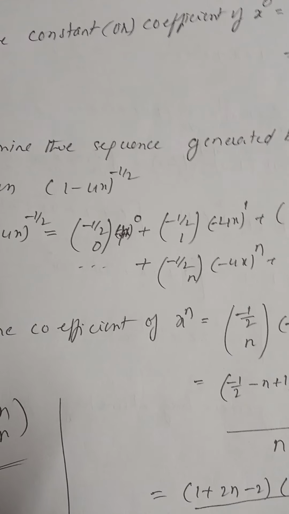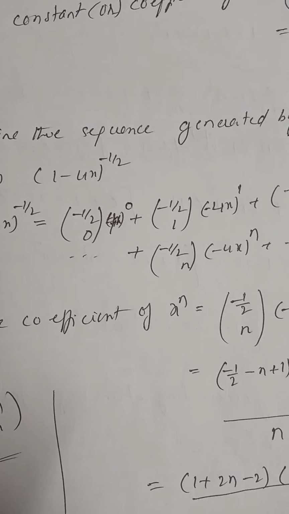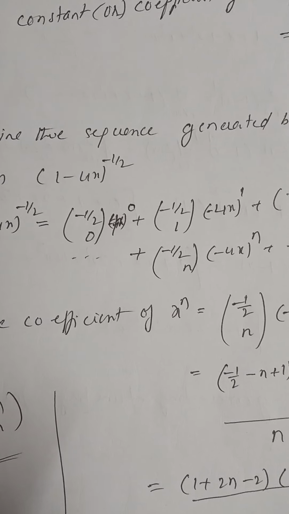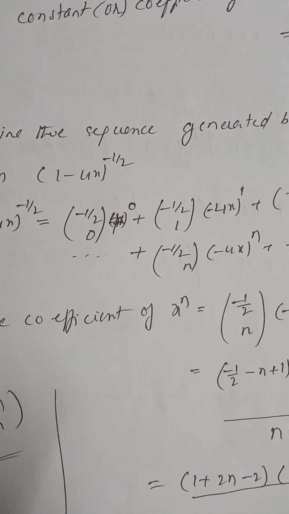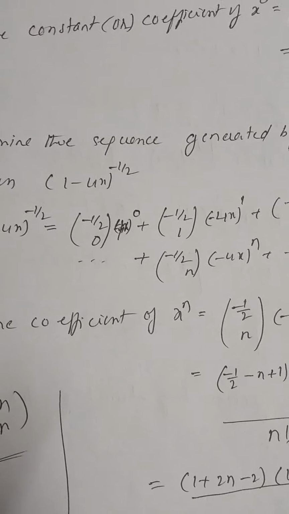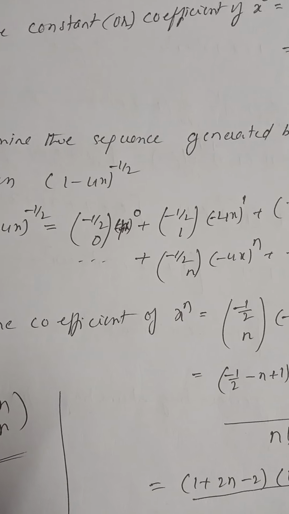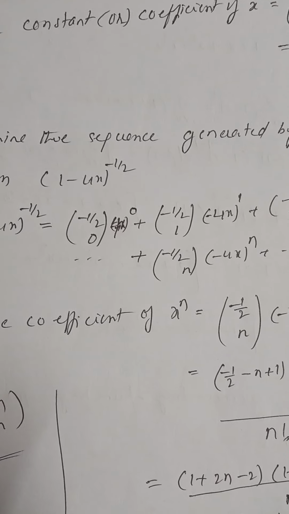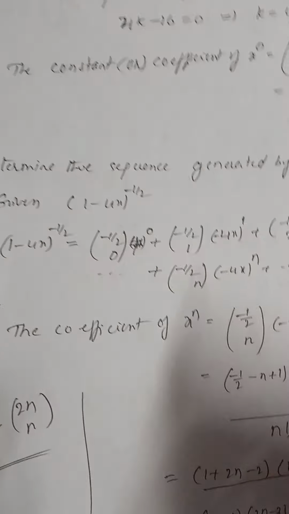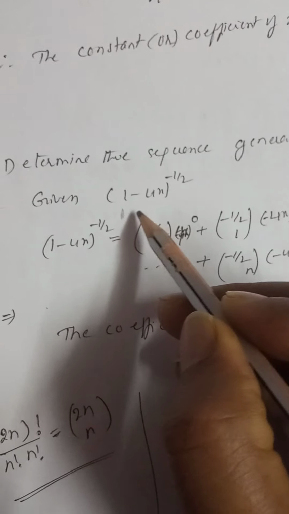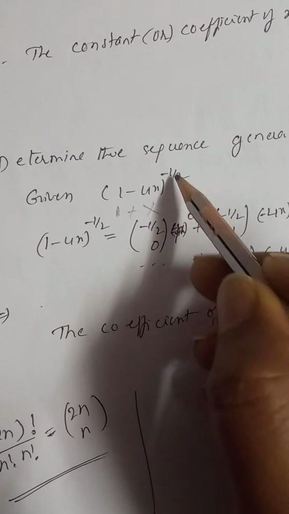We know that (1 plus x) to the power of n is equal to nC0 into x power 0 plus nC1 into x power 1 plus nC2 into x square plus nC3 into x cube plus nC4 into x power 4 and so on, right? Similarly, here we are applying the same formula. This is (1 plus x) whole power n.